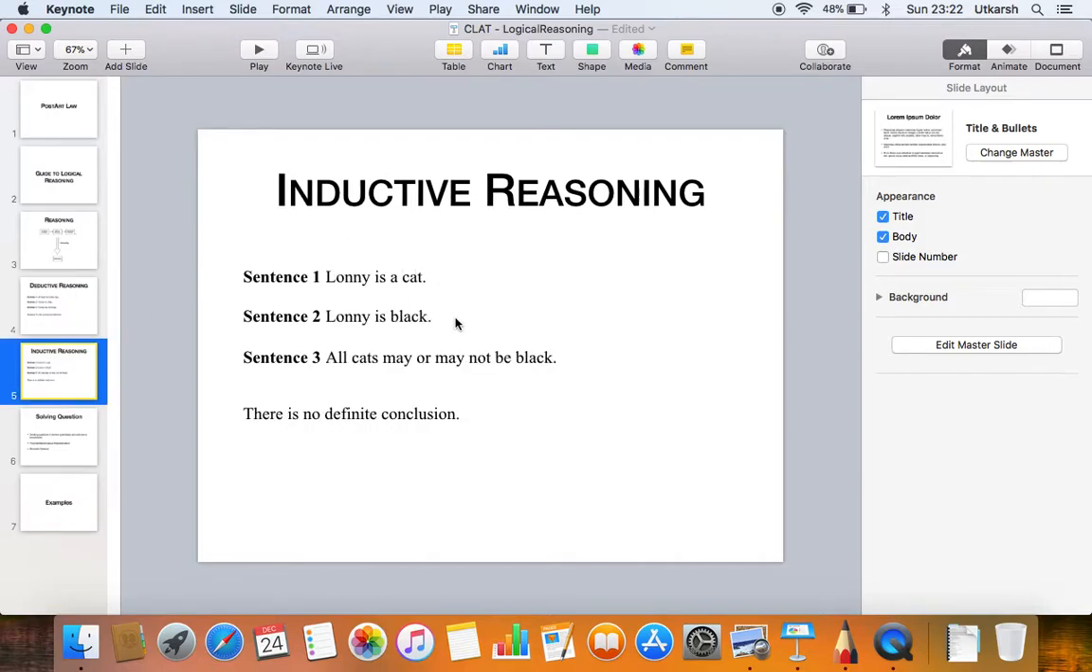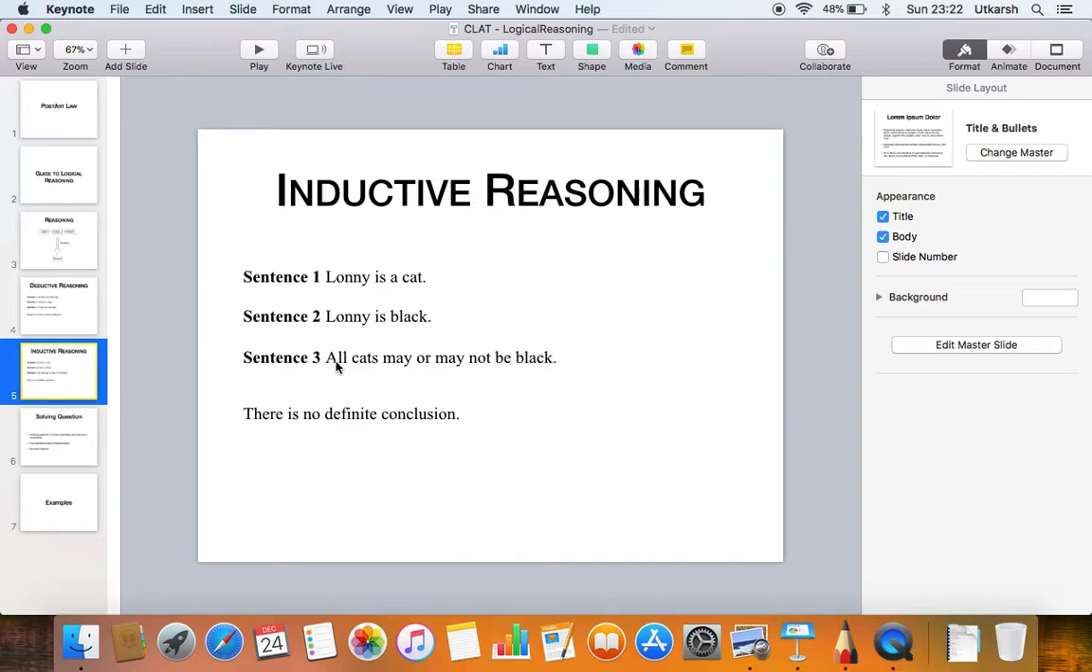So for inductive reasoning, your knowns would be somewhat like this: Lonnie is a cat, Lonnie is black. So you apply your logic to these two knowns. Sentence 1 and sentence 2 are the knowns, and sentence 3 is the unknown. You take them together and apply logic, but you are not getting a conclusion yet. All cats may or may not be black, right? Just because one cat is black, we don't know what the color of other cats is. So we cannot say anything definitive.